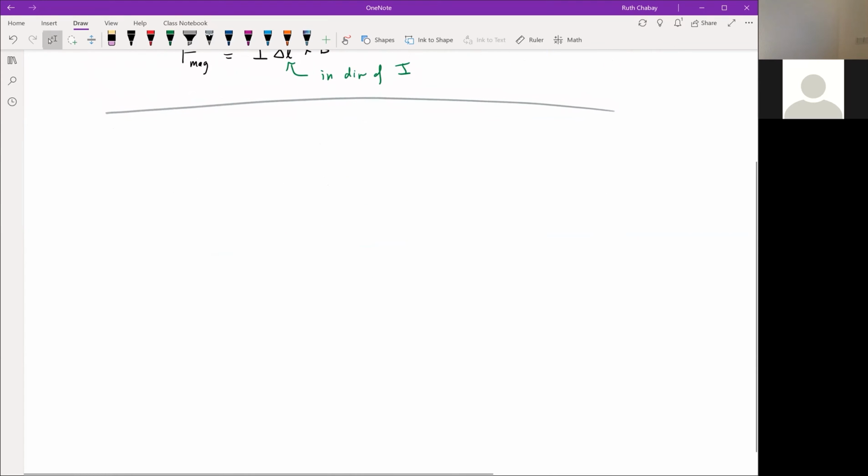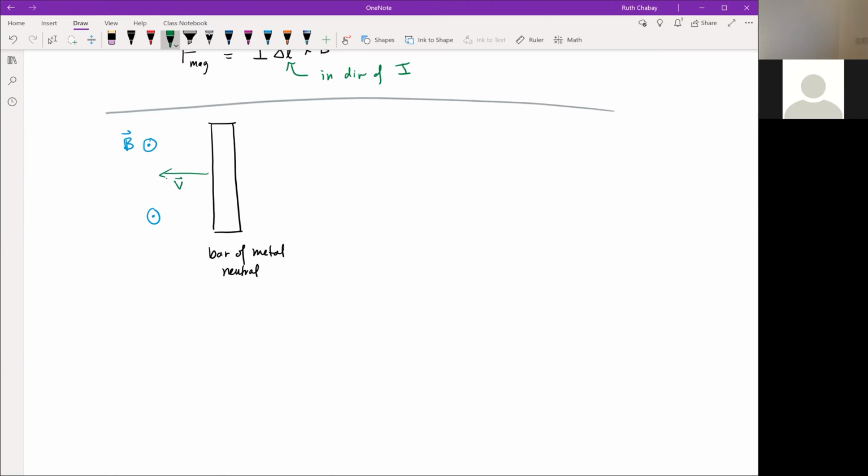I want to consider now a situation in which we have a neutral conductor moving through a magnetic field. So let's consider a situation where we've got a magnetic field out of the page here, and we have just a bar of metal. It's neutral, and you're dragging it at speed V to the left through this magnetic field.